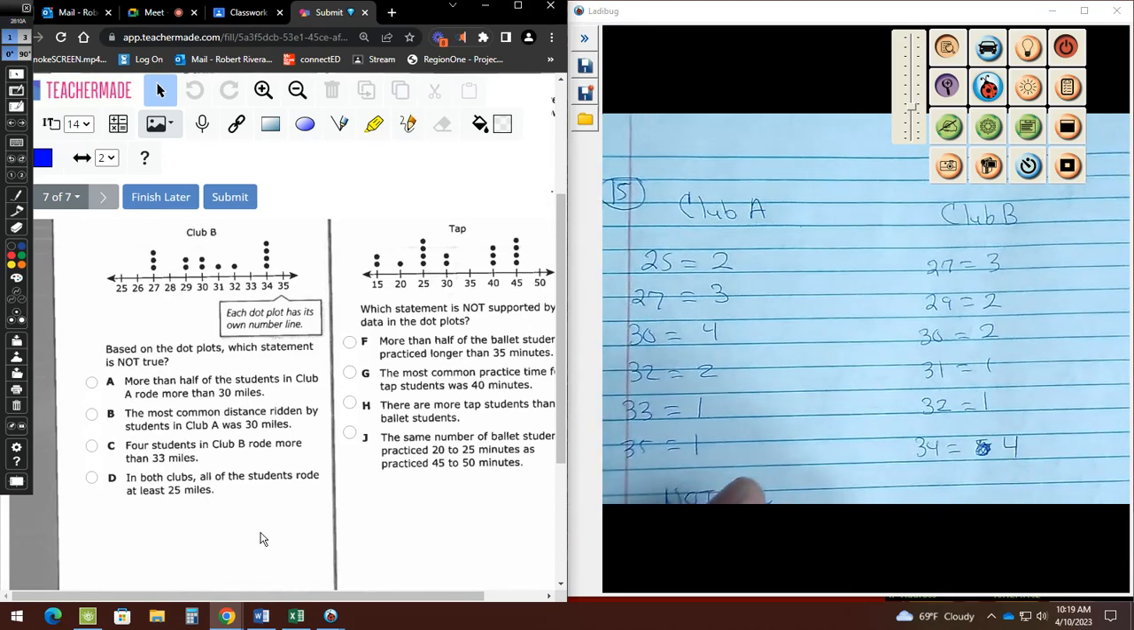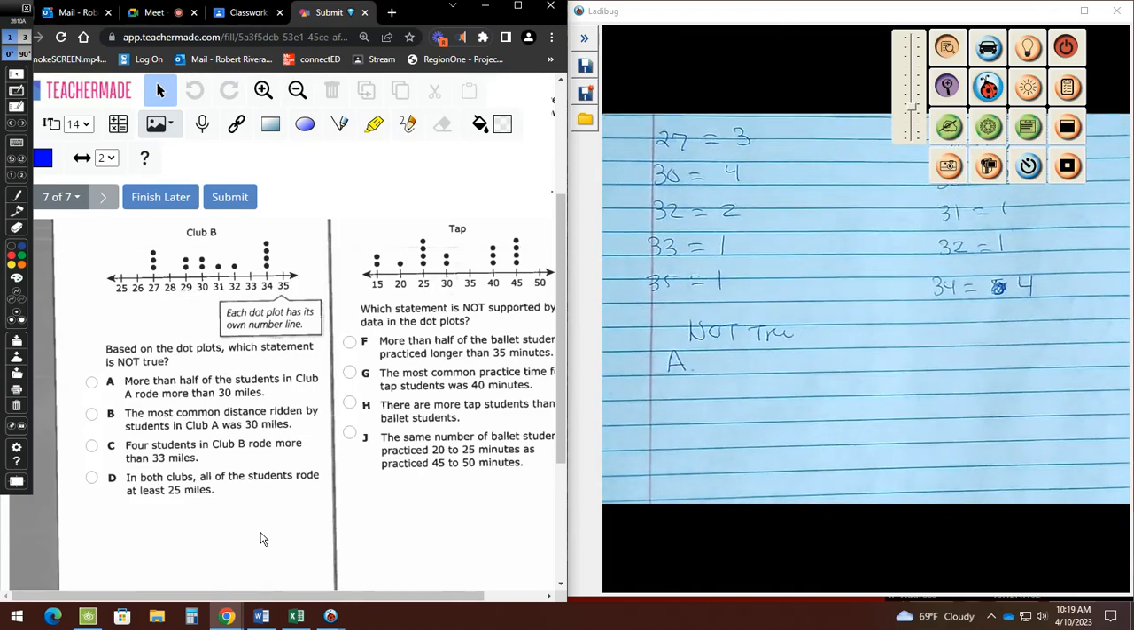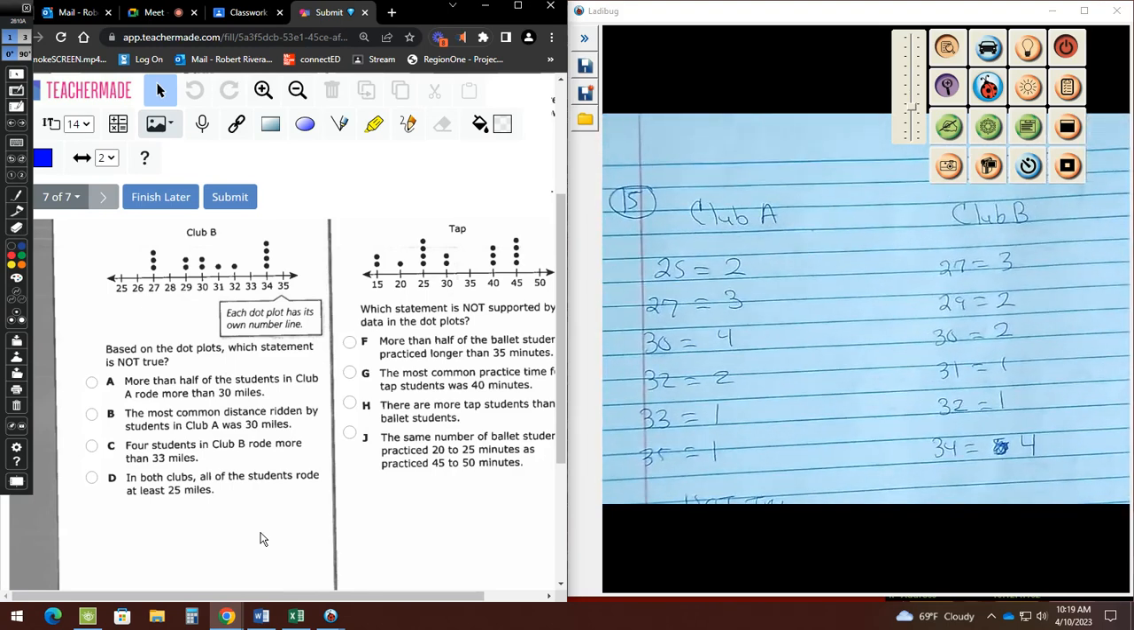And now we start the first choice. Letter A. We might have to do math, so get ready. More than half of the students in the club rode more than 30 miles. More than half of the students in Club A, so we are supposed to look at Club A, right? More than 30 miles would be these guys. How many are there? 4. And these guys? 2. And this guy? 1. And this guy? 1. So would I include 4? Yes or no is what I want to know.